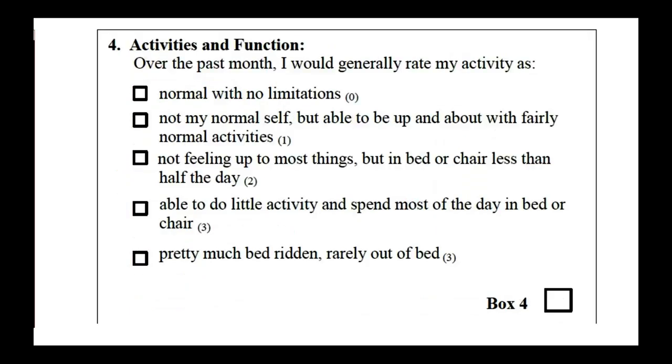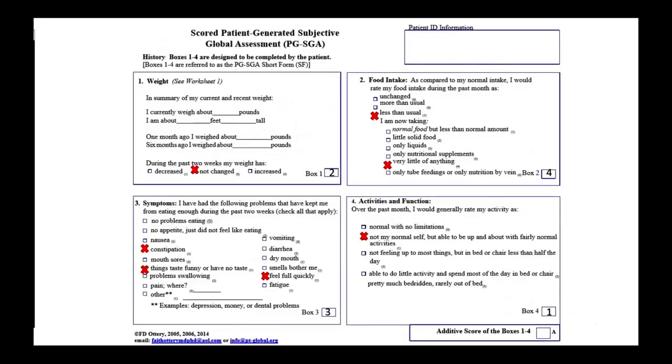Then our patient lets us know over the past month how they would rate their activity level. It's important to remember that bed rest is associated with loss of muscle mass. And we score this as well with a 1. Now that we have all the boxes scored, we'll add them together to put at the bottom of the worksheet here, and we get a 10.